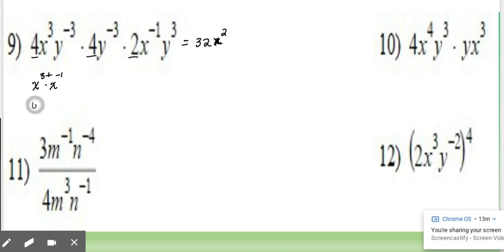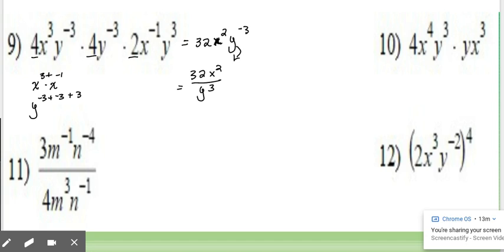The y's, we're multiplying. I'm going to add all those exponents. Negative 3 plus negative 3 plus 3. And I get negative 3. Well, that y has to be fixed because it has a negative exponent. So my final answer, I'm going to put it below here. I get 32x squared over y to the third.